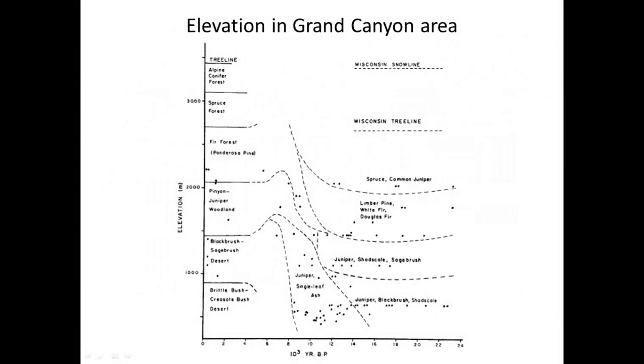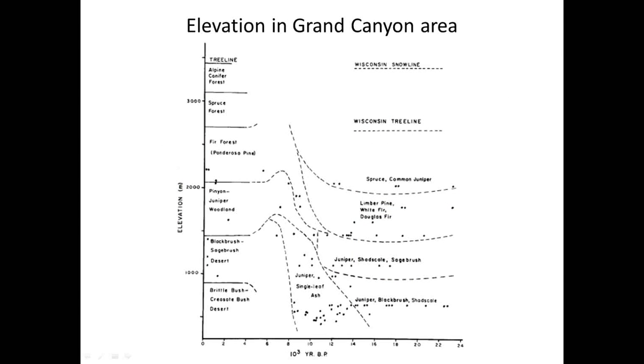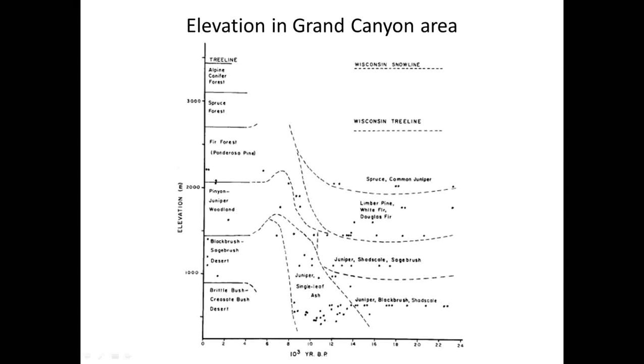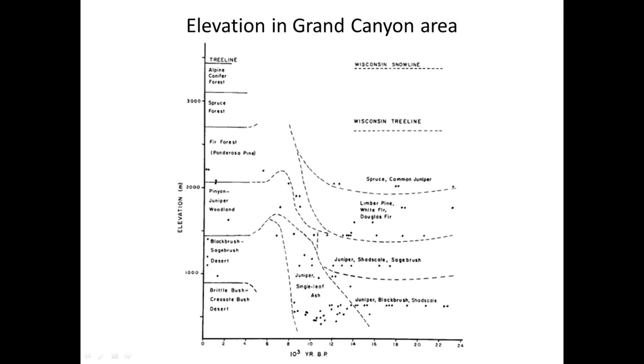Now this is a really cool graph, I love this graph. On your x-axis you have thousands of years before present, that's what BP means. So we're going back about 24,000 years before present. And these data were accrued by looking at the middens in the Grand Canyon area. And on your y-axis you have the elevation. So you're looking at elevation and what types of plants you are finding at these different elevations. And the dotted lines represent the dominant associations between different types of species. But we're just going to focus on a couple species that shifted.